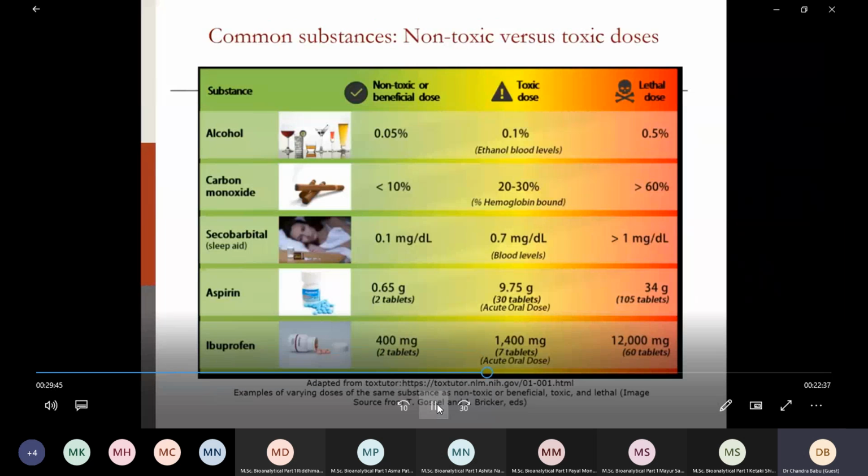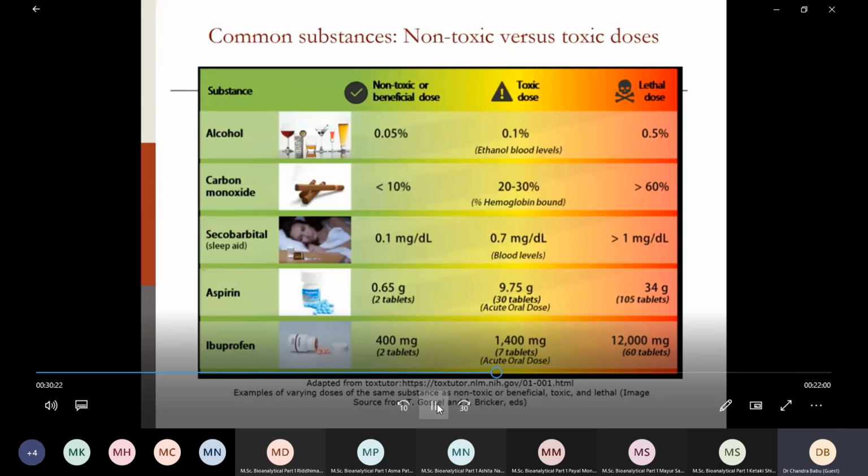But if you want to hear about something a little bit more related to you, here is a summary of common substances and those doses that are non-toxic versus toxic doses. So in the case of alcohol, studies have indicated that 0.05 is a non-toxic dose. I shouldn't say beneficial, but I could say non-toxic. However, 10 times more, at 0.5%, it will result in lethality. So that's a lethal dose.